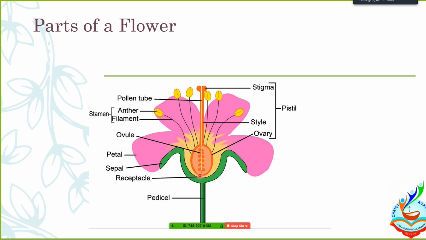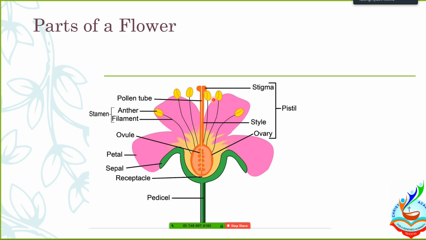So in this picture, we have discussed the parts of a flower. First part is the sepals, this green colored part. It is the outermost part. Second part is the corolla. It is the second inner part of the flower. Then the third part is the stamen, or we can say androecium. It is the male reproductive part of the flower. The stamen is made up of two parts. First is the anther, second is the filament.